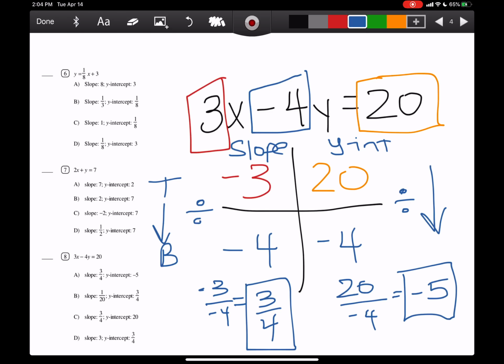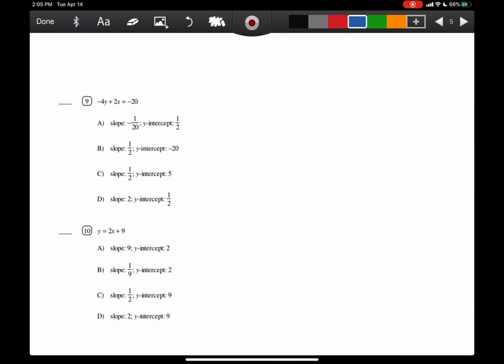Well, let's look at my answer choices for number 8. Slope of 3/4. Well, I can eliminate B and D. And then I have a y-intercept of -5. So my only option would be answer choice A. All right, let's keep it moving here. Number 9, pause it and see if you can do it yourself before we go over it.